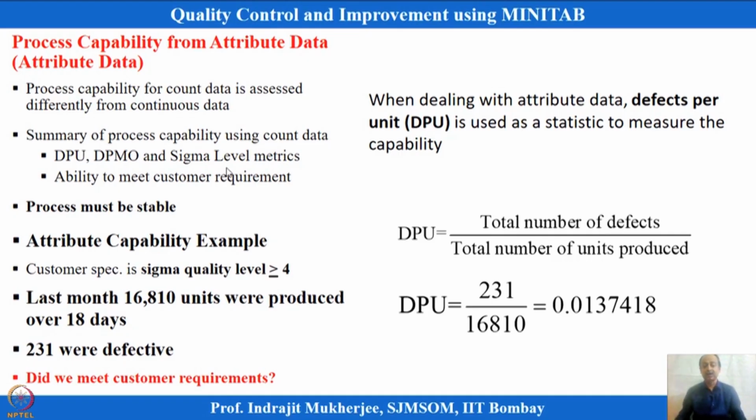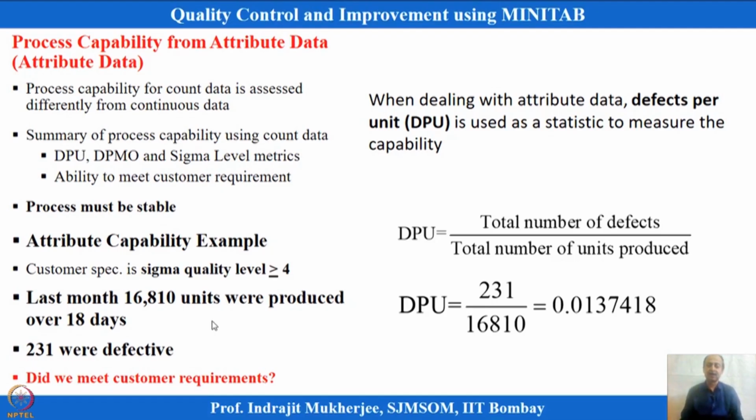But we are assuming process stability here, that is the basic assumption we are adhering to. Let us say the customer specification says the sigma level should be greater than 4 in this particular case. But last month I manufactured approximately 16,000 units over a period of 18 days, and I want to check the sigma level of the process, and we found that 231 defectives were reported, or we can say defects.